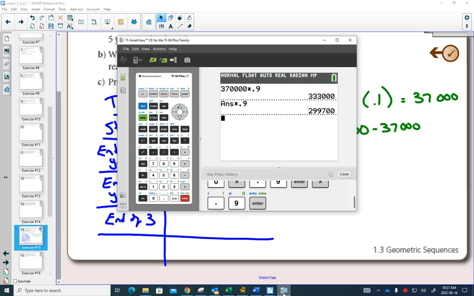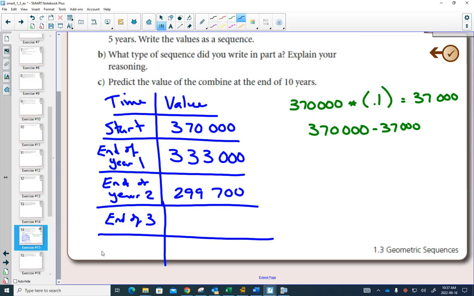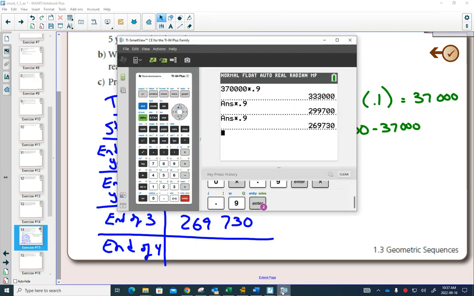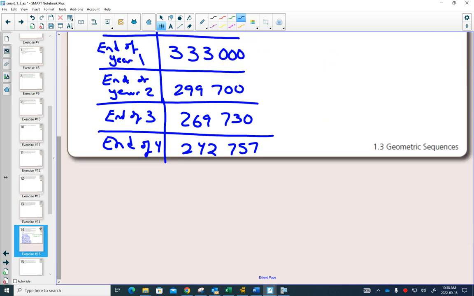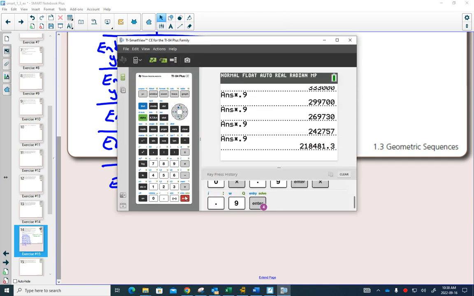Now, if you've got something in there where it says answer times 0.9, if I just push enter, it does the same thing I had last time. Answer times 0.9, so 269,730. End of year 4, go to my calculator, I just push enter, 242,757. And end of year 5, 218,481.30.